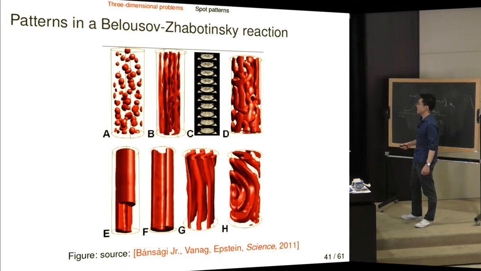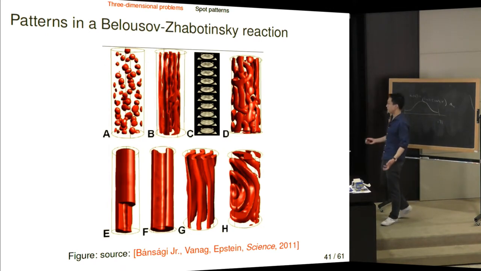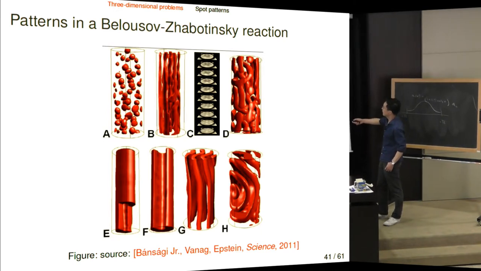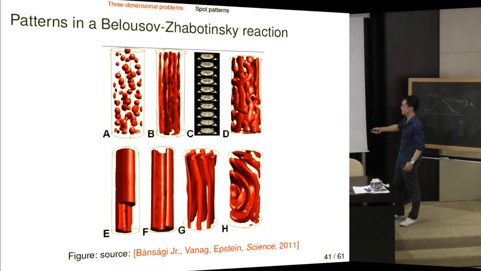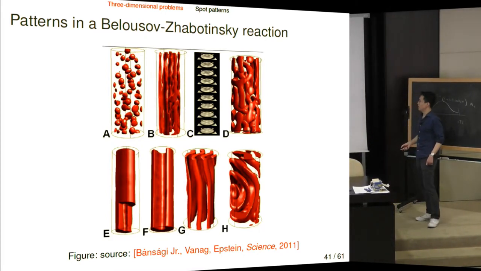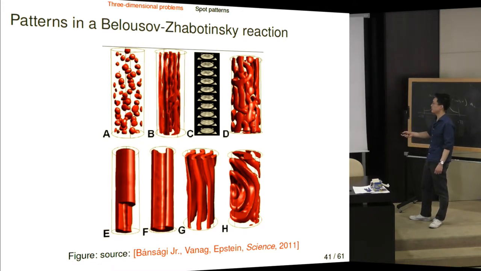These are patterns in a Belousov-Zhabotinsky reaction. So legitimate 3D patterns. You have spots, tube patterns, so these are tubes, and these are kind of sheet patterns. And this is actual data, this is not just computations. So I'm going to focus on these spot patterns here very, very quickly.